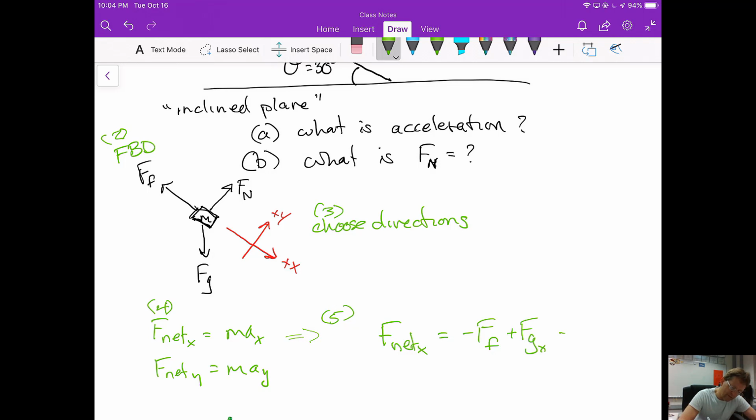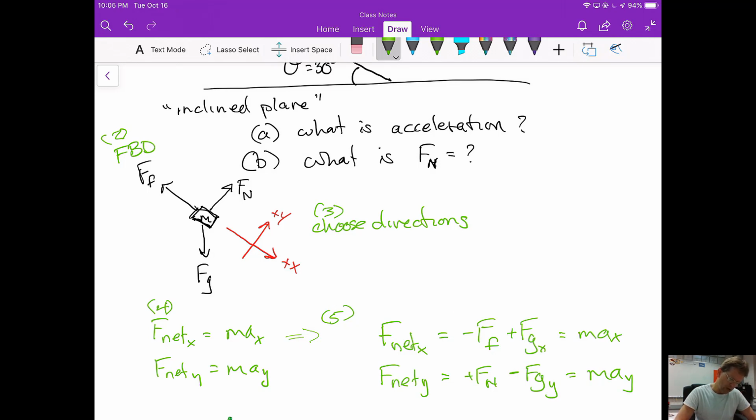And F net x, so keeping with step 5, equals m a x. F net y, right? Looking at your forces in the free body diagram, Fn, Ff, Fg, which have y components? Fn is in the plus y direction, Fn. Ff is in the minus x direction, so it has no y component. Fg has a component in the minus y direction, so it's minus Fg sub y equals m a sub y. And if you don't see that, wait until I draw the picture of Fg and Fn and Ff. Okay, but this is step 5, identifying the forces from the free body diagram.